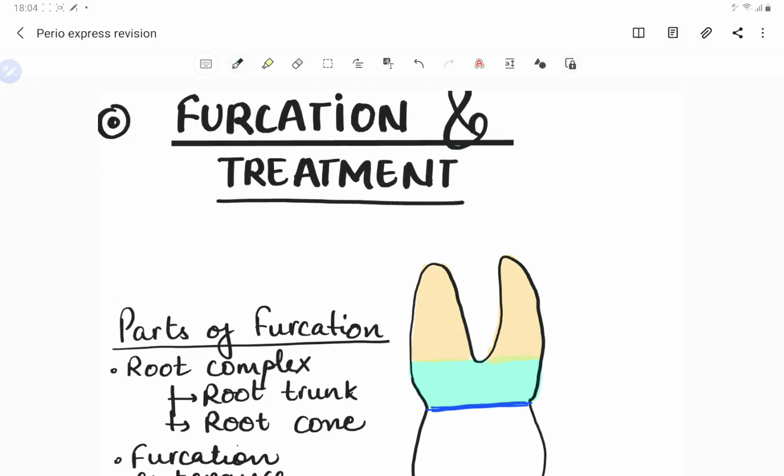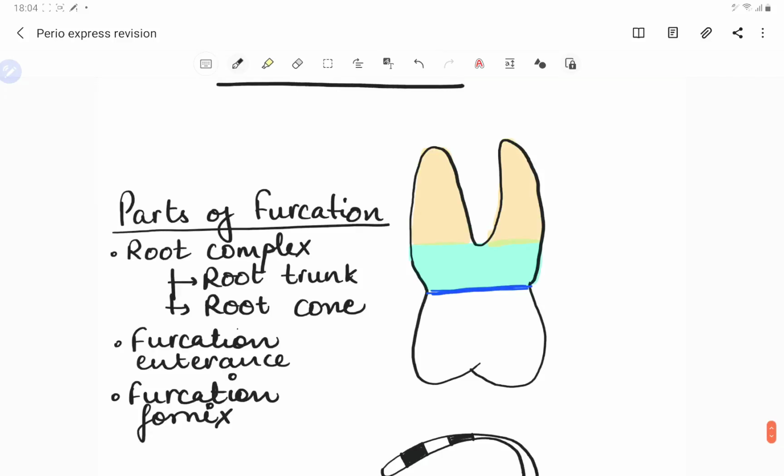So let's begin with the chapter. We have got certain types of furcation. So we'll be talking about the types of furcation. We'll be talking about the root complex. In that we have the root trunk and root cone, and then furcation entrance, fornix, a lot of things we'll be covering.